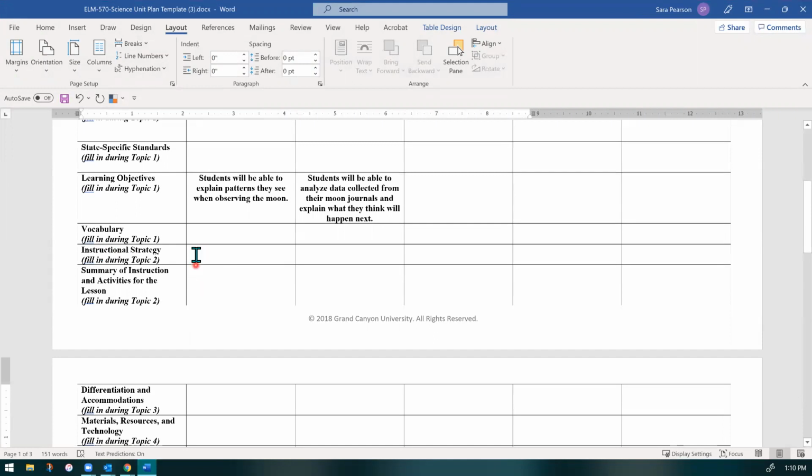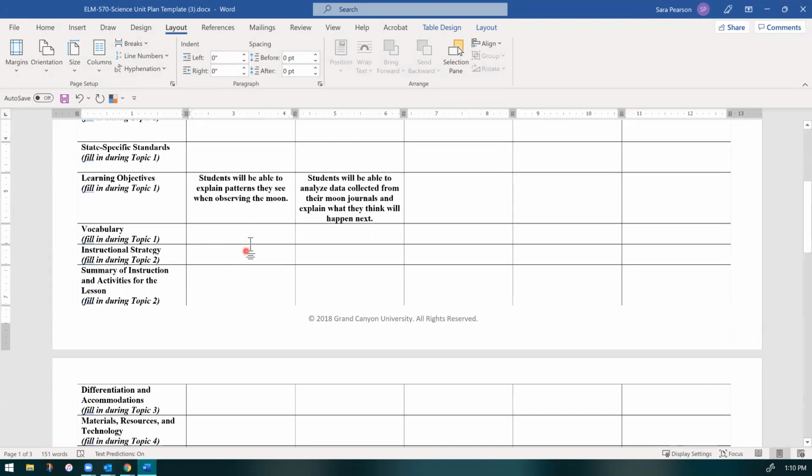I am looking for a level of detail where I can visualize your lesson and how it's going to roll out in the classroom. So I could pick up this unit plan and I could go into a classroom and I could teach it myself. So please really try to push yourself to detail everything out.